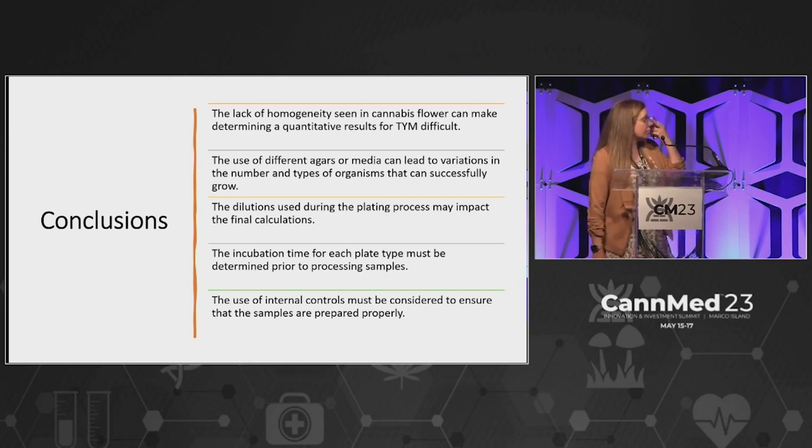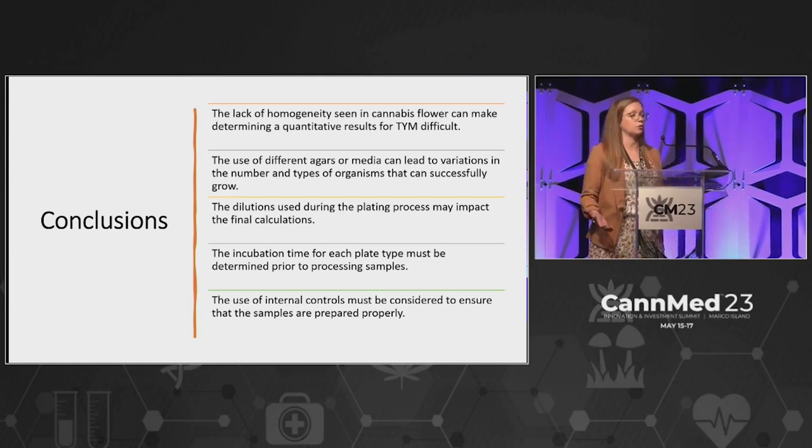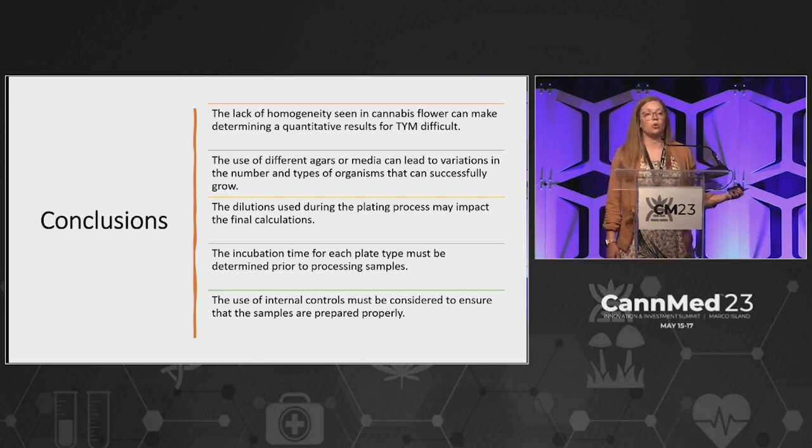Also, the dilutions used during the plating process can impact those final calculations. You need to make sure you're working in the proper range. If you're doing a 100x and your sample has 100,000 CFU per gram, you're not going to be able to grow all of those colonies on a plate, and you're going to skew those results low once you take that average.